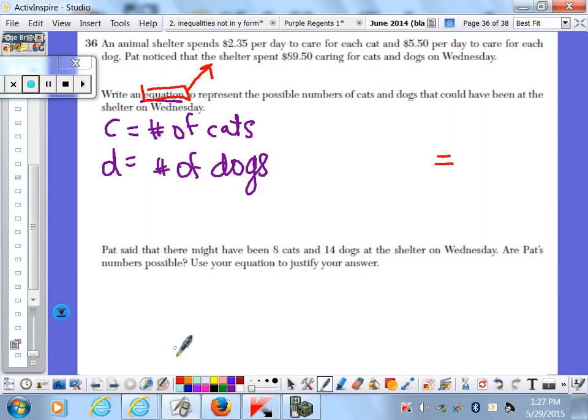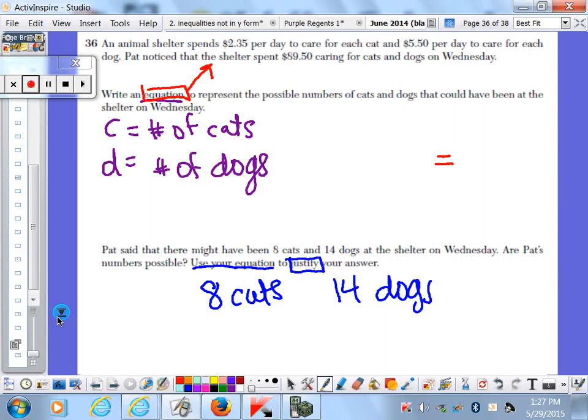Then Pat said that there might have been 8 cats and 14 dogs at the shelter on Wednesday. Are Pat's numbers possible? So I want you to see if he had 8 cats and 14 dogs, how would you know or how would you find if these numbers are possible? I want you to think about the total amount of money that the shelter had spent. Is it possible? They're giving you a hint to use your equation, and don't forget to justify. Remember, you're not going to be given lines to write your answer to, but you need to know, somewhere down below, you must write your explanation. Go ahead.